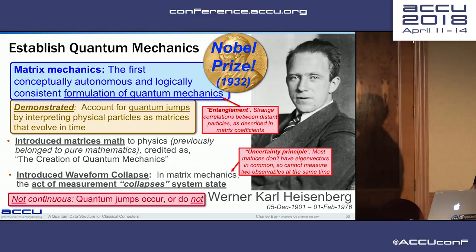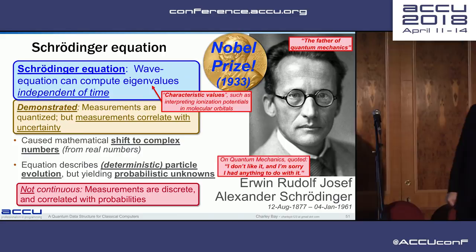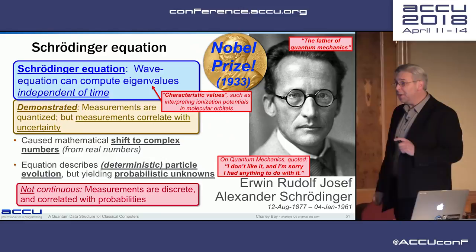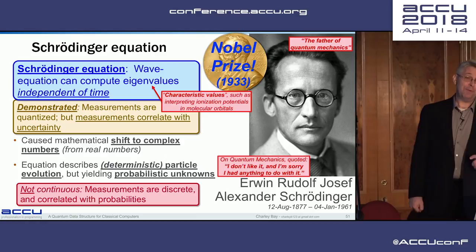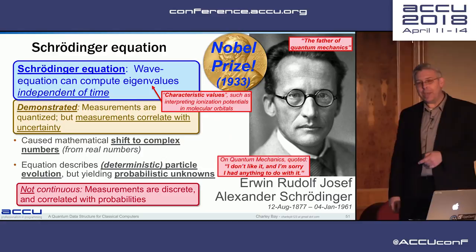Erwin Rudolf Josef Alexander Schrödinger. So not continuous. Measurements are discrete, but they're correlated with probabilities. So classical, no probabilities. You better get the same number twice. Quantum, it's a generalization of probability. You're going to get probabilistic interactions, especially if you don't insulate your system.